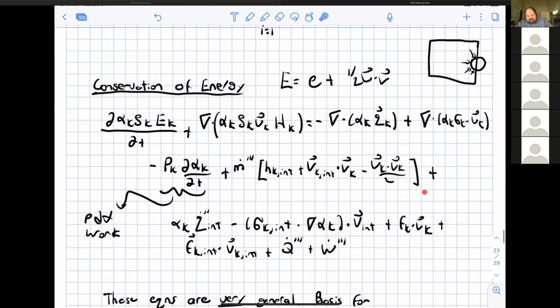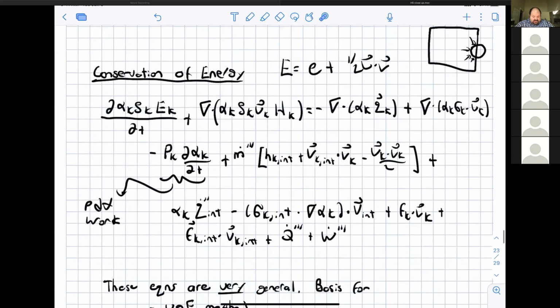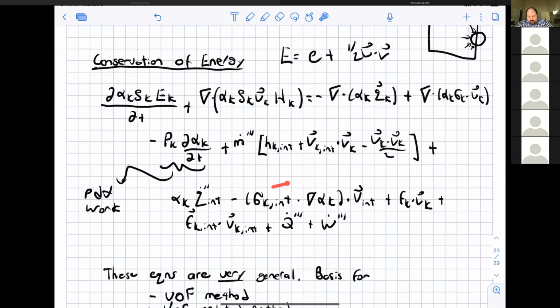Okay, then you have this extra term here. That's just due to the energy transferred due to phase change. So basically, when you vaporize, say, the liquid, not only does that transfer mass and momentum, but also it transfers the energy that is being transferred with it. There's interfacial heat transfer, interfacial work, basically work due to other forces, other heat transfer, and other work terms.